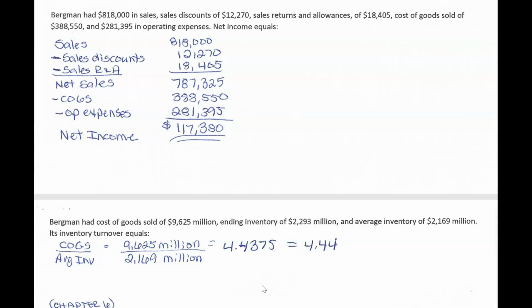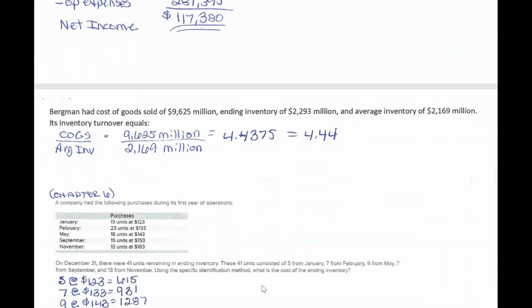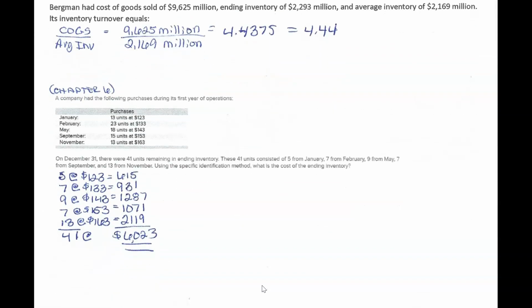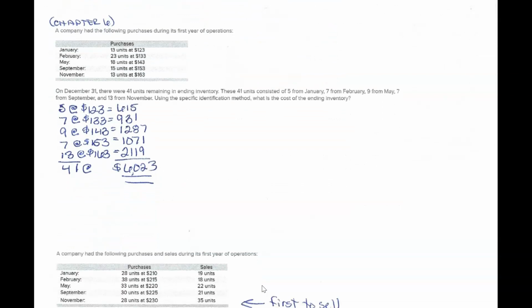Okay, so take the cost of goods sold divided by the average inventory, and you get 4.44. They turn over their inventory an average of a little over 4 times a year.